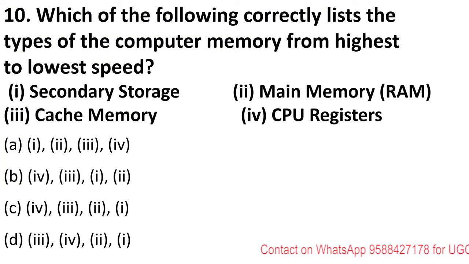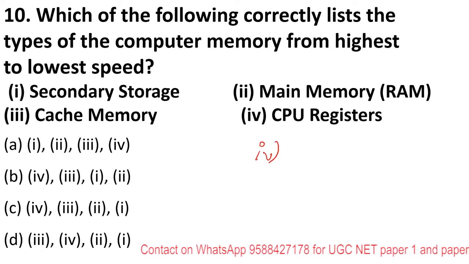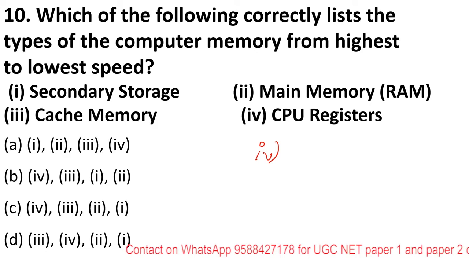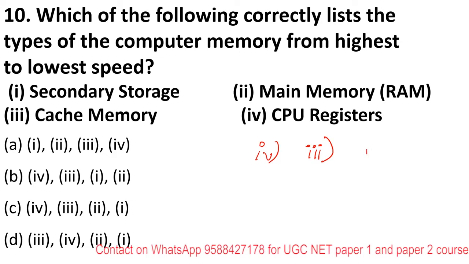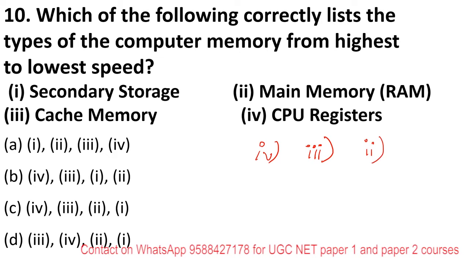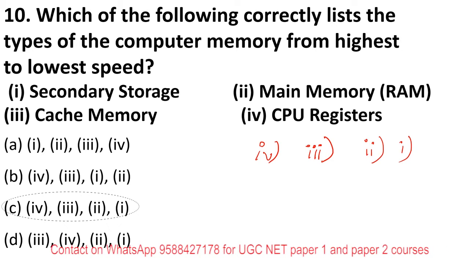Next is, which of the following correctly lists types of computer memory from highest to lowest? If you look at the options, secondary storage, RAM, cache memory, and CPU registers. Since they are asking from highest, whenever such questions come, students always remember that the CPU registers will have higher speed. Then will come your cache memory. Because of cache also, the computer has become faster. Then comes your RAM, and the secondary storage has the lowest speed. So the right answer is option C, 4, 3, 2, and 1.